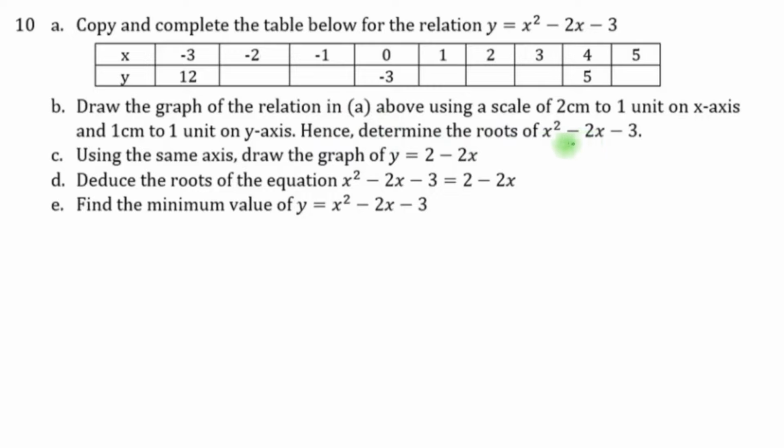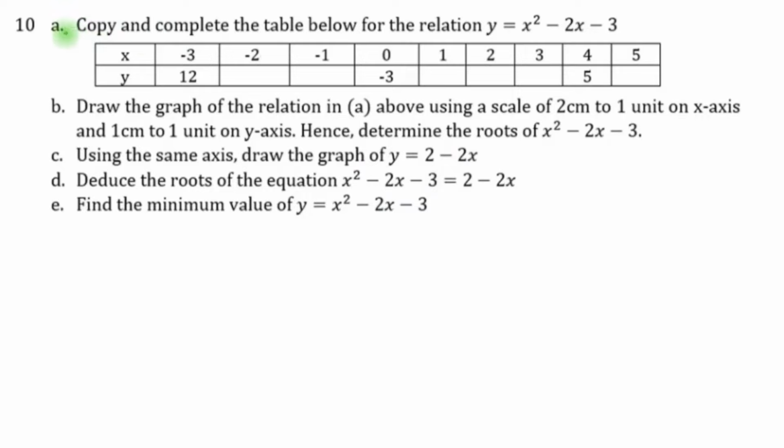Then we have to determine the root of the equation x squared minus 2x minus 3. Then using the same graph, we have to draw the graph of y is 2 minus 2x and then deduce the root of the equation x squared minus 2x minus 3 is equal to 2 minus 2x. And finally, we have to find the minimum value of y is equal to x squared minus 2x minus 3. So let's take it piecewise.